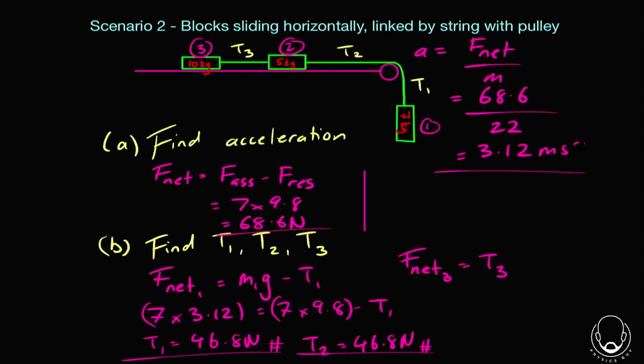Now our net force is mass times acceleration, so it's 10 times 3.12. Therefore, T3 is 31.2 newtons. So the tension in T3 is 31.2 newtons. All right, on to the next one.